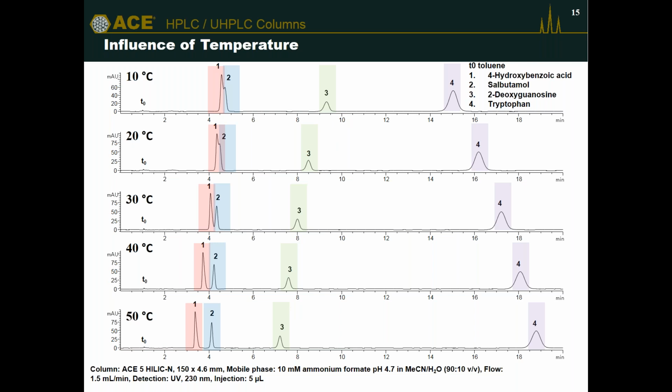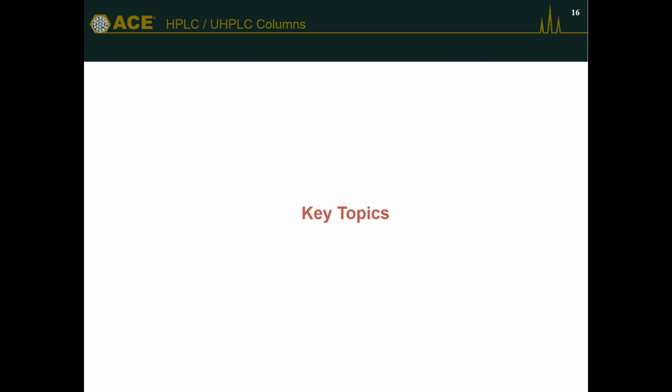So temperature is a good parameter to explore in HILIC, as it is in reverse phase, to optimize your separation. So that's a little bit about the parameters in HILIC that are useful. And now I'm going to talk about two key topics. One is column equilibration, and the second is sample diluent.